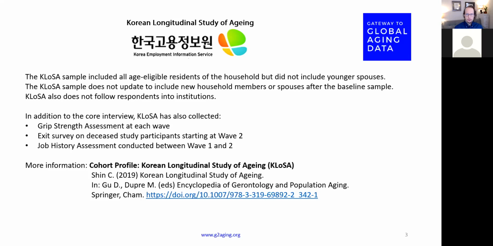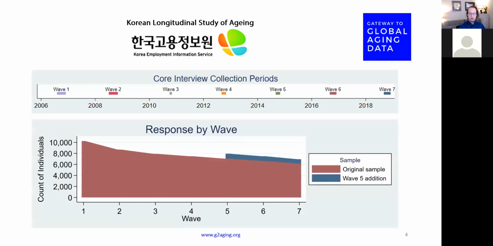In addition to the core interview, KLOSA has also collected a grip strength assessment at each wave, and exit surveys on deceased study participants starting at wave 2. They've done that every wave. And they also conducted a job history assessment between wave 1 and wave 2. That's like a life history approach, just looking at people's job history throughout their entire lifespan. If you'd like more information about KLOSA, they have an entry in the Encyclopedia of Gerontology and Population Aging. It's like a cohort profile, under the name Korean Longitudinal Study of Aging.